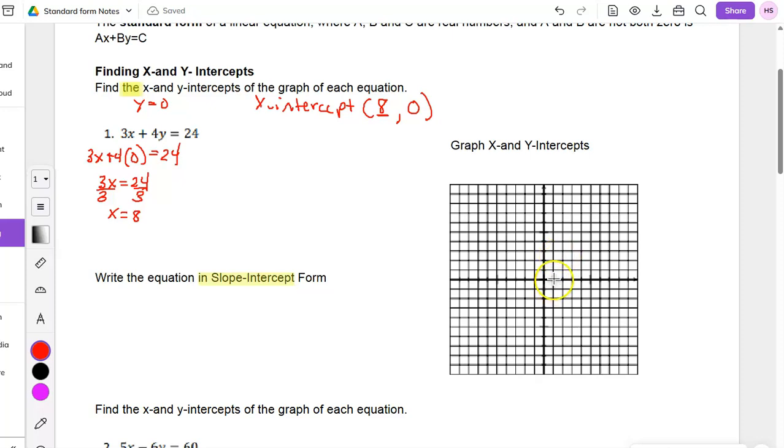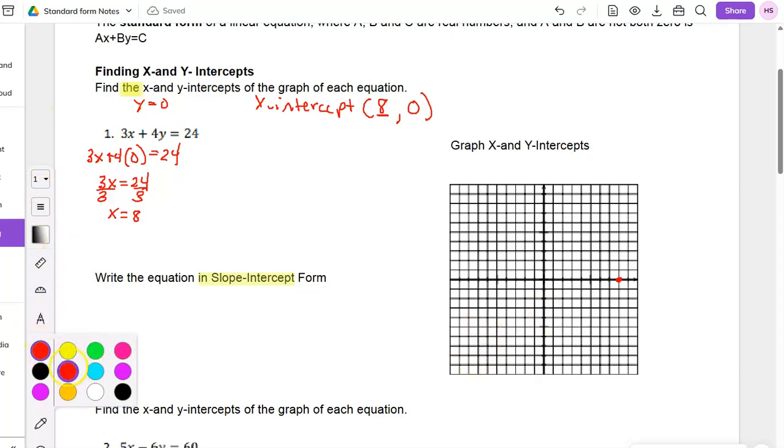So I can come over here and go ahead and plot that. I'm going to move over 8 positive, 8 to the right. 1, 2, 3, 4, 5, 6, 7, 8. That's my x-intercept. It's where it crosses the x-axis.